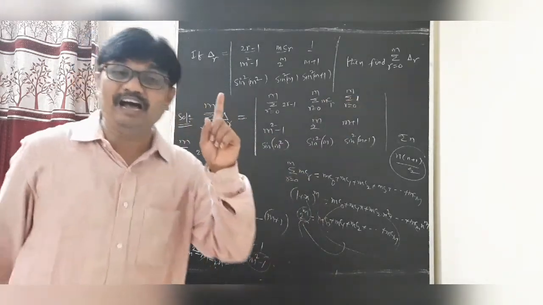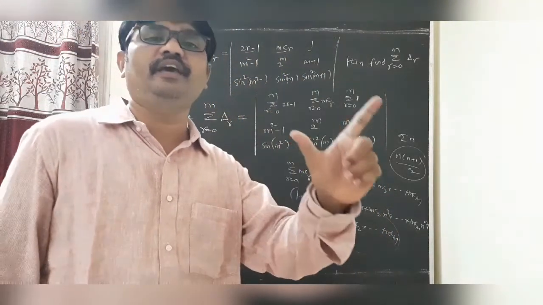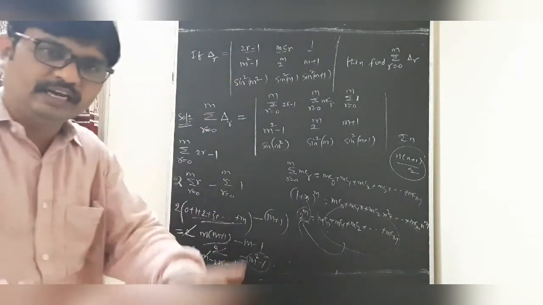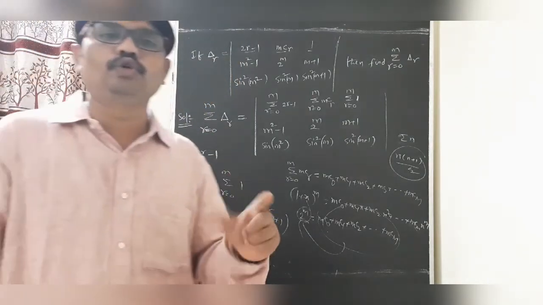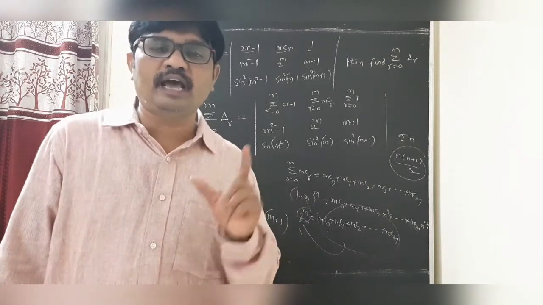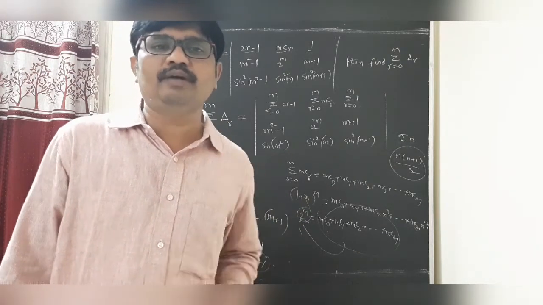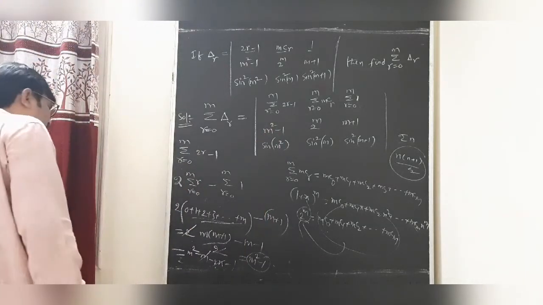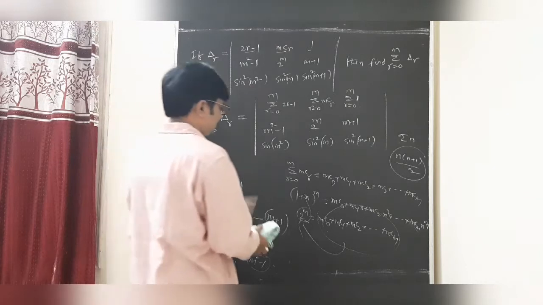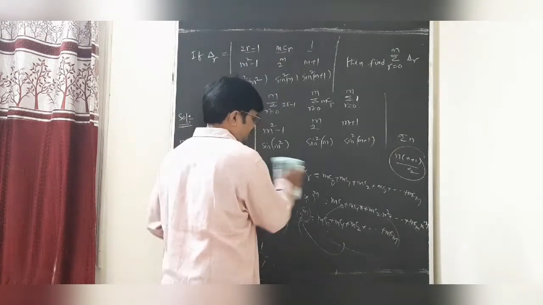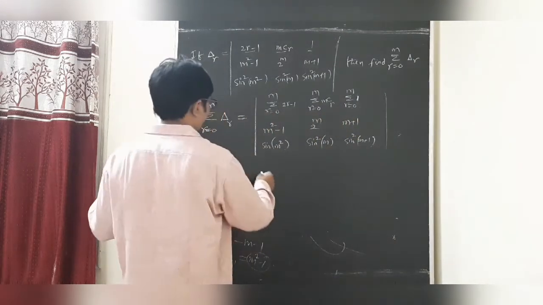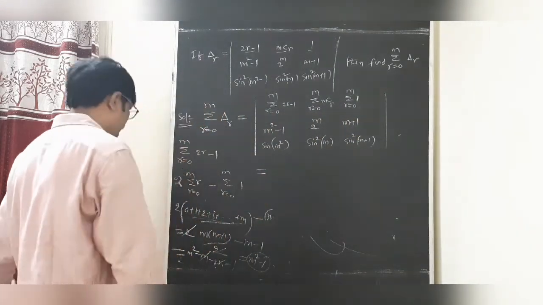So students, after that R1 and R2 are the same elements. Both are identical. Then the determinant will be 0. Any two rows or two columns identical, then the determinant value is 0. That is the property. Okay students, each and every explanation is there here. So directly we can write, dear students, you can write only the rough section.